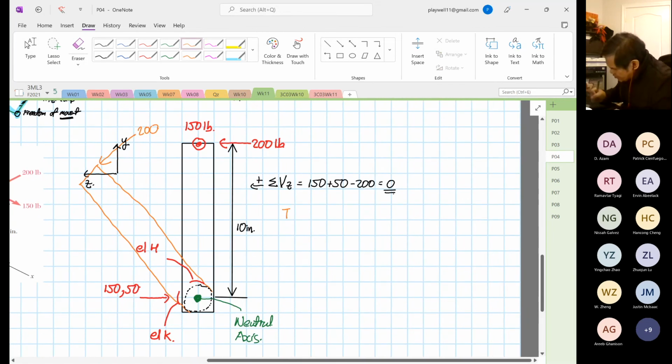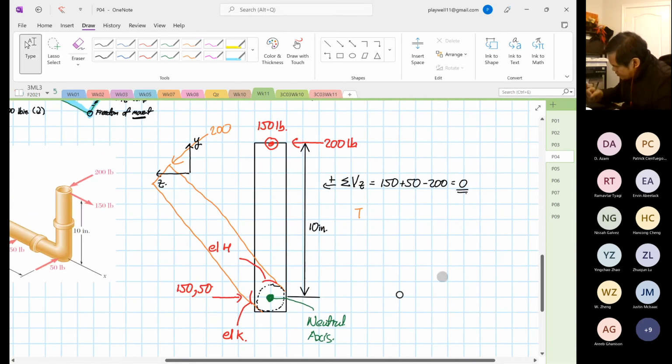in the x direction. So if I were to redraw my transformation, I do apologize for my silliness again. So this is y and z. This is rotation about x, right? So from here, we know that the torque in the x direction is equal to 200 multiplied by what? 10. So this is equal to 2,000 pound-inch. Okay? And that is your torque.